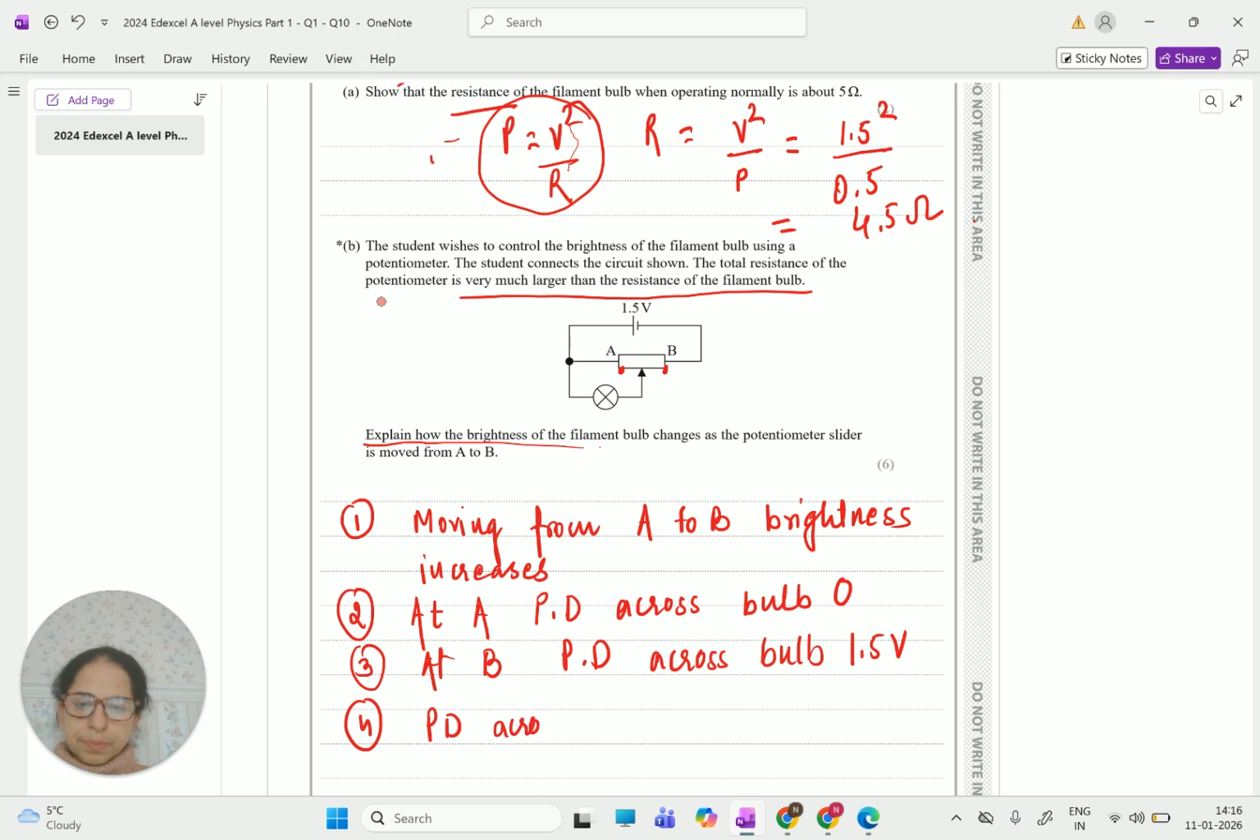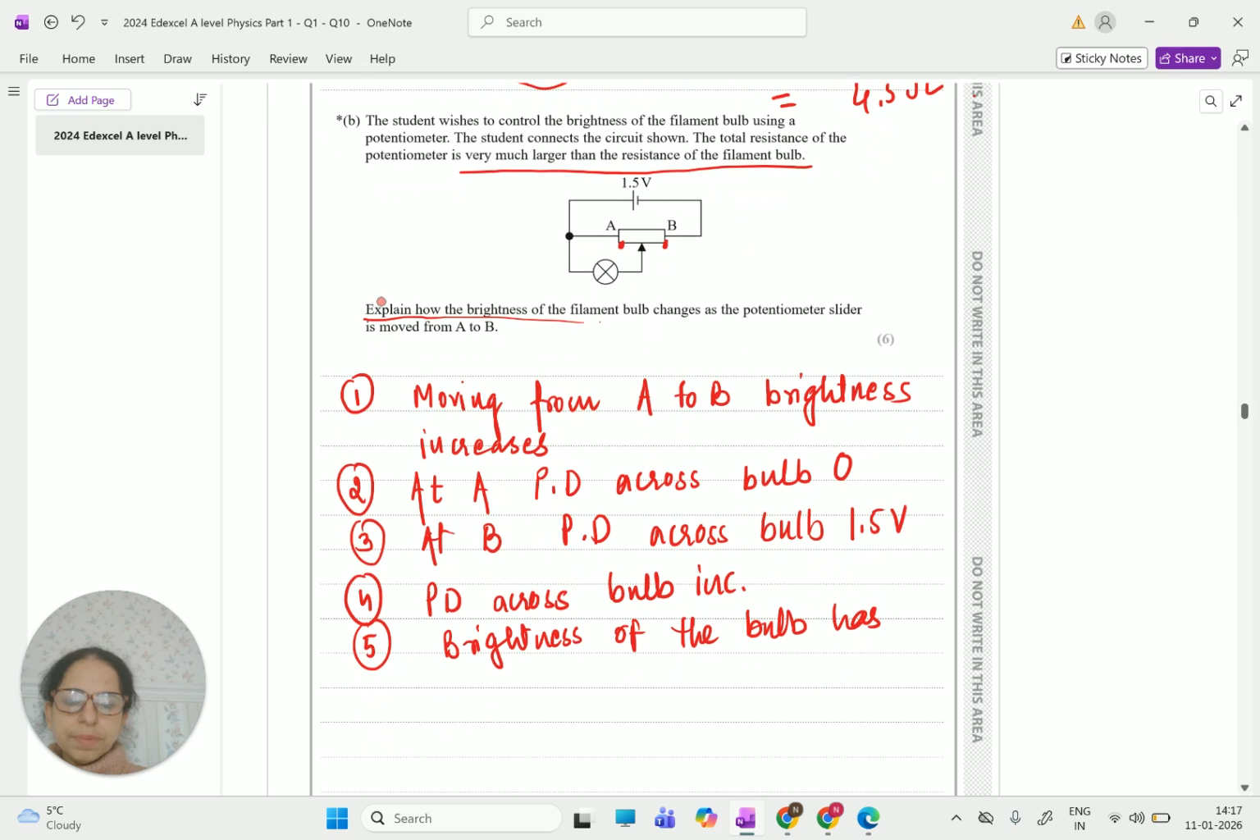Bulb across bulb increases. Done. Okay. So the potential difference across the bulb has increased. So what has that resulted in? The brightness of the bulb has increased.